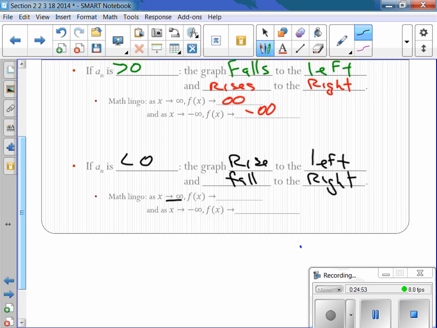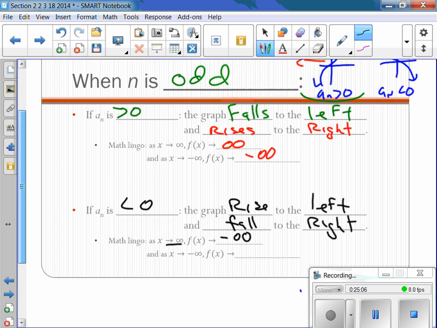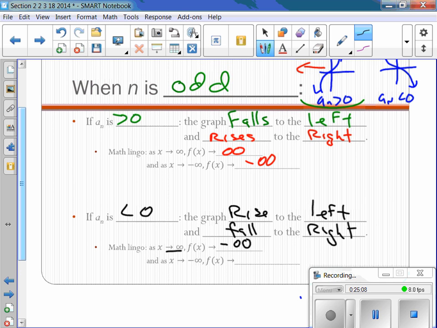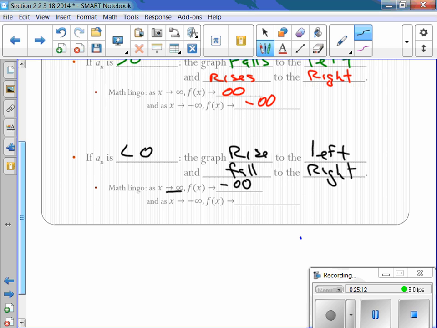So it's going to negative infinity, just like this graph here. And as we go to the left, it is increasing. We're going to positive infinity. Don't get caught up necessarily with the terminology here. Understand this: if my leading coefficient is positive or negative and odd, I have this particular shape. What happens when it's even?